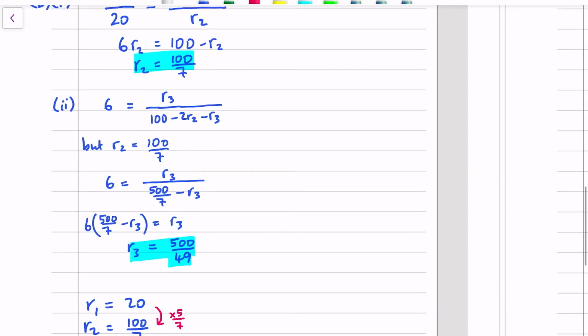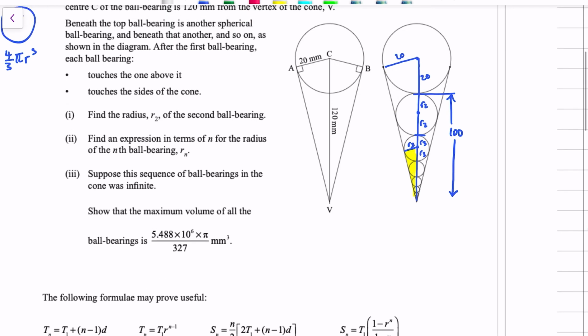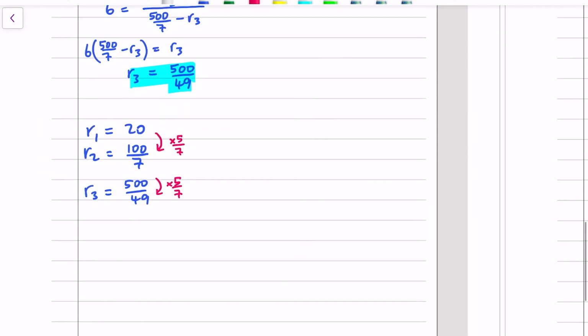And the question asked us to find an expression in terms of n for the radius of the nth ball bearing. So therefore Rn is equal to 20 times 5/7 to the n minus 1. Okay, and that checks out because if we make n equal 1, we get 20 times 5/7 to the 0, so 20. If we make n equal 2, the power becomes 1 and we get 20 times 5/7.